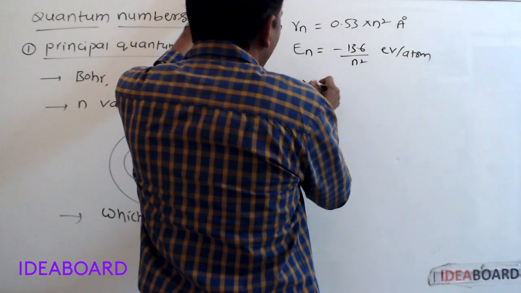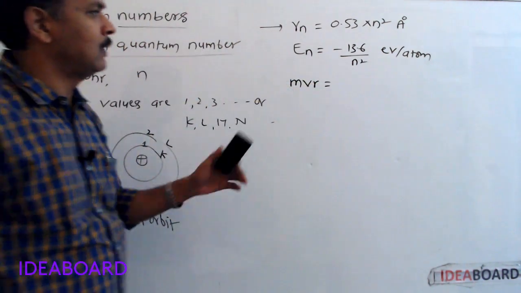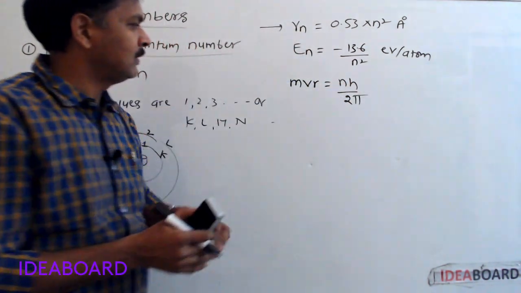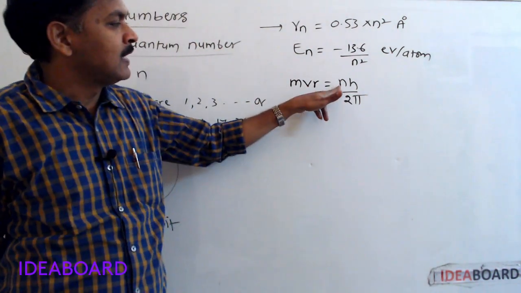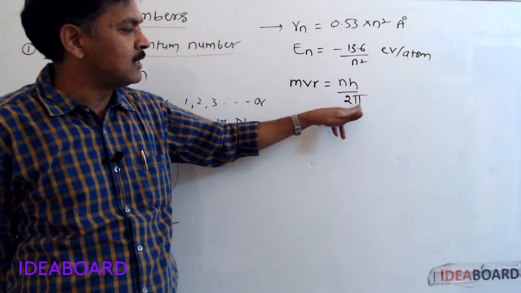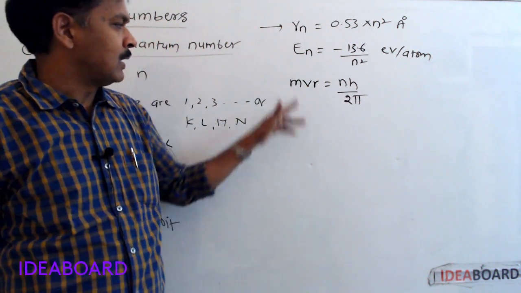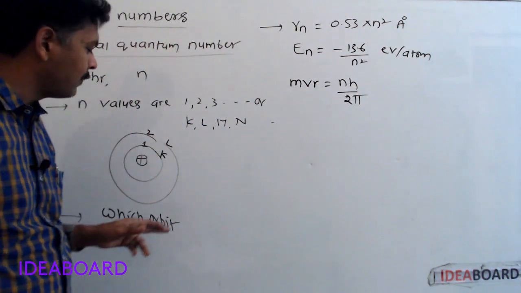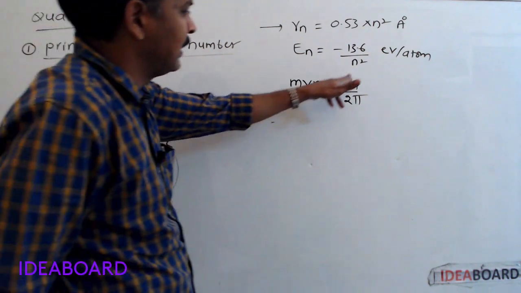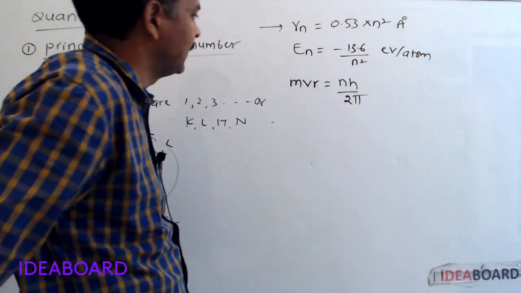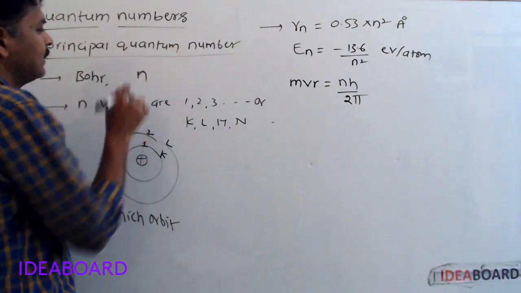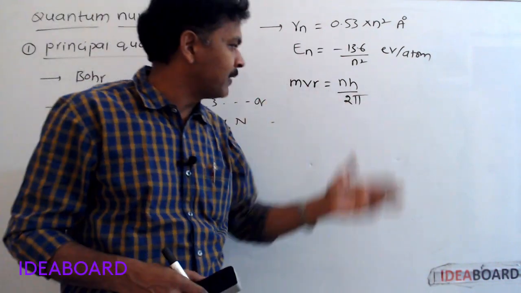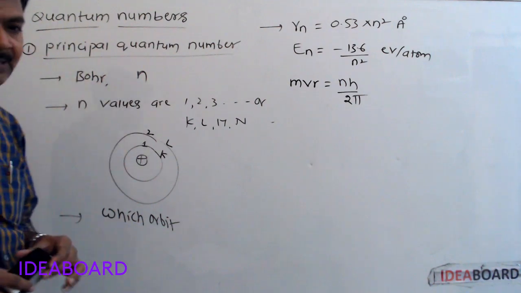It also gives the angular momentum of the revolving electron. mvr is equal to nh by 2π. This mvr is the angular momentum, n is the orbit number, h is Planck's constant, and π is also a constant. The angular momentum of an electron revolving in the first orbit is 1h by 2π; in the second orbit, 2h by 2π. So this n gives the radius of the nth orbit, the energy of the nth orbit, and the angular momentum of an electron revolving in the nth orbit. This is the principal quantum number.